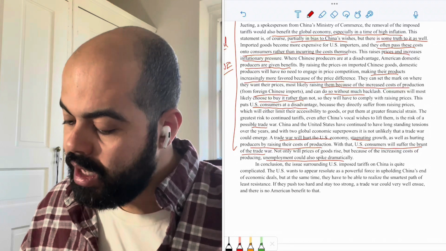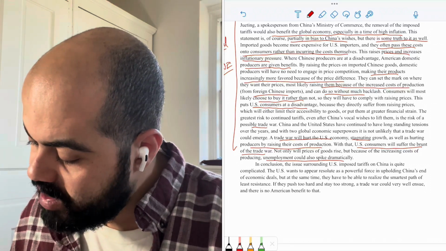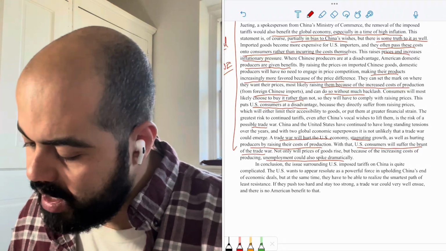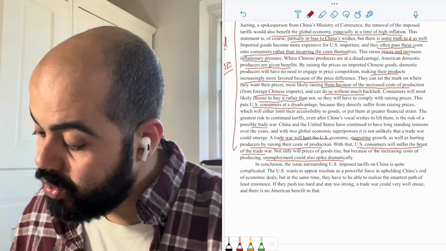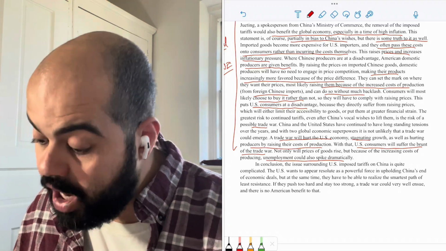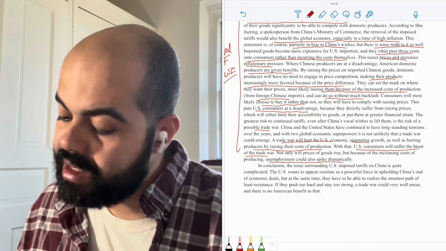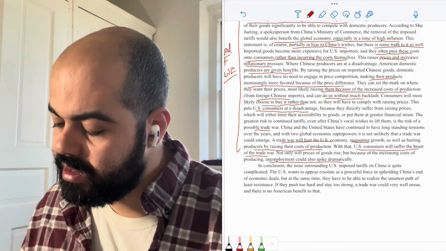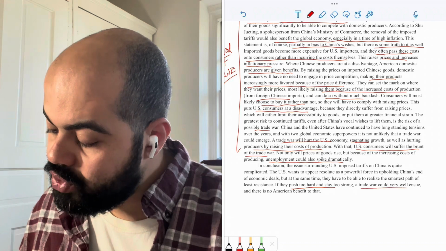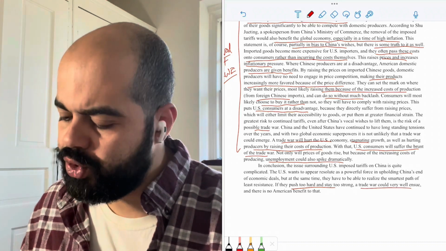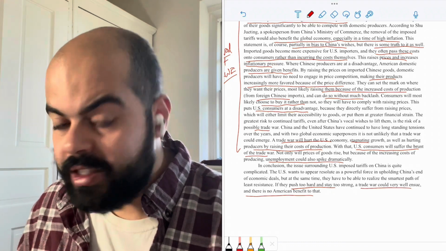In conclusion, the issue surrounding US imposed tariffs on China is quite complicated. The US wants to appear resolute as a powerful force in upholding China's end of economic deals, but at the same time, they have to be able to realize the smartest path of least resistance. If they push too hard and stay too strong, a trade war could very well ensue, and there's no American benefit to that.